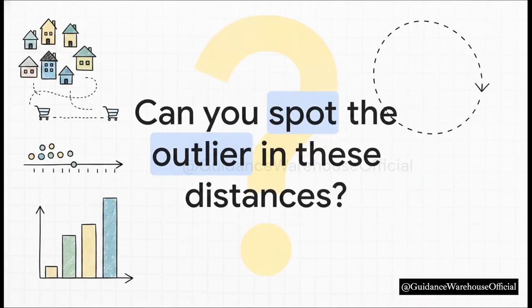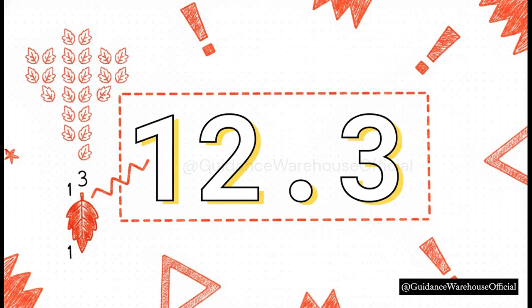Okay, let's test your visual tracking with a quick mini quiz. Here we have a small data set representing the distance in kilometers from homes to local supermarkets. The distances are 1.1, 1.5, a nice cluster in the 2s, 3s, 4s, 5s, and 6s, and then we have 12.3. Can you spot the outlier here? Yep, it's 12.3.